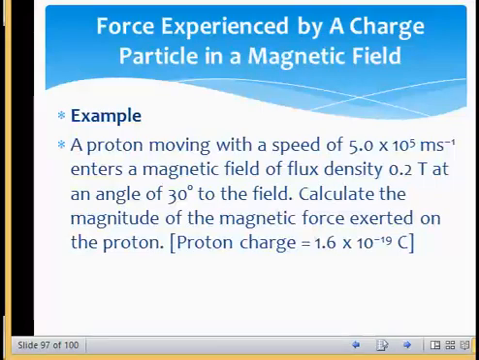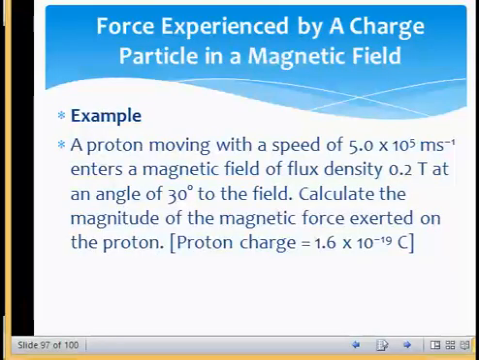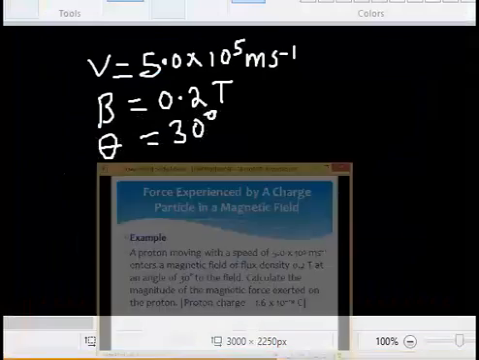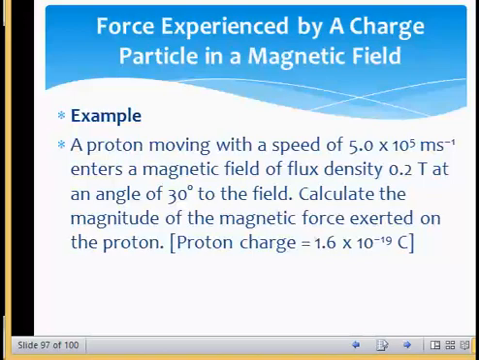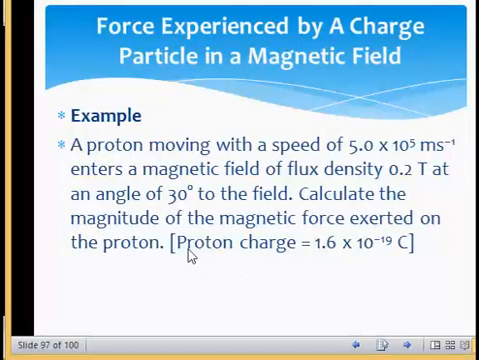Then it enters a magnetic field of flux density 0.2 Tesla, at an angle of 30 degrees. Calculate the magnitude of the magnetic force, given that the electronic charge and proton charge are the same, 1.6 times 10 to the power minus 19.